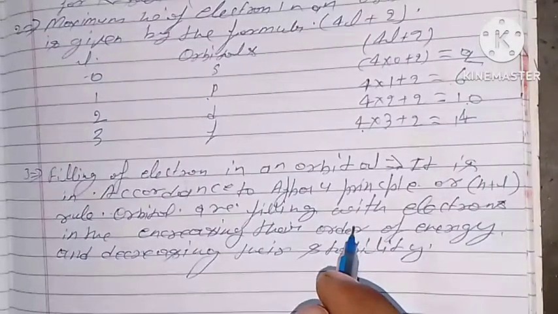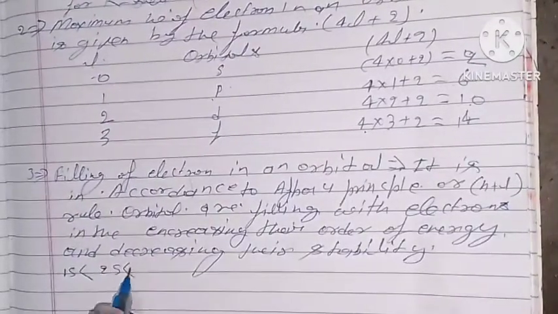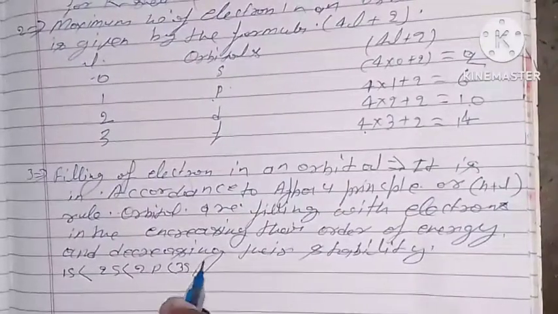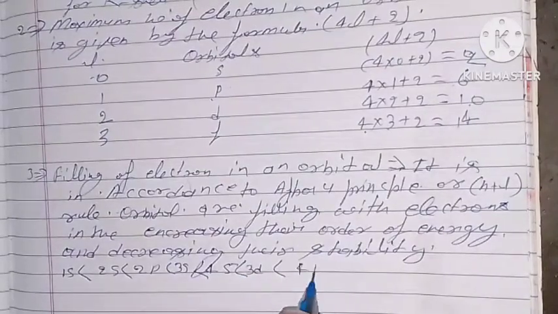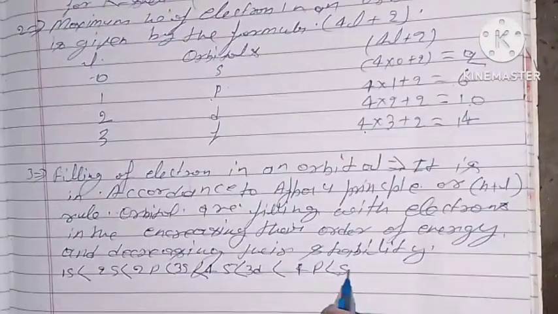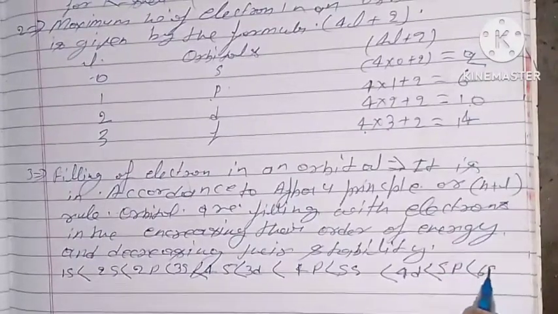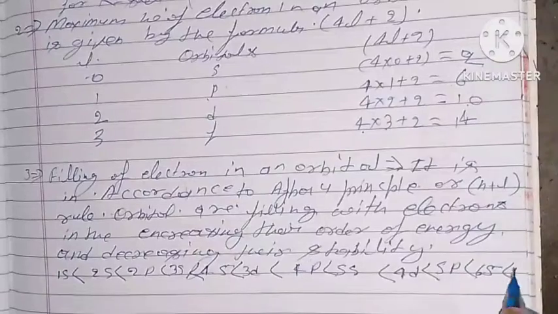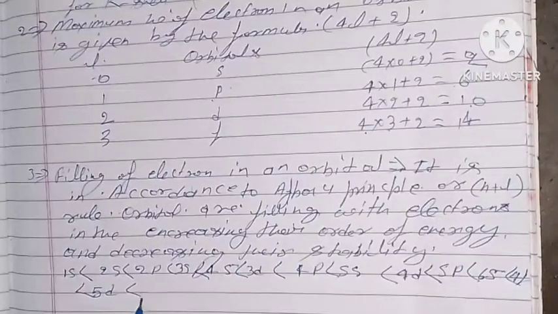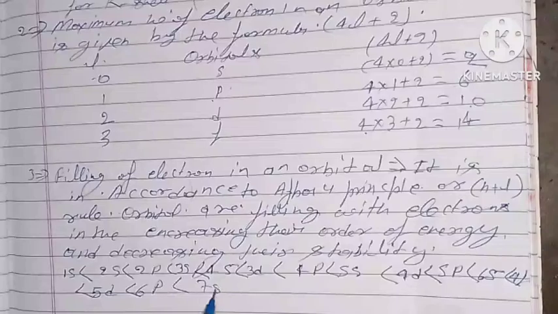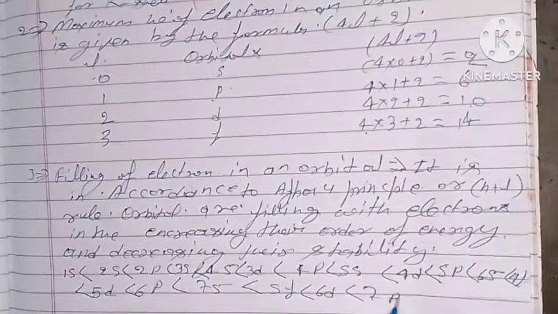The relative order of energy of various orbitals is: 1s is less than 2s is less than 2p is less than 3s is less than 3p is less than 4s is less than 3d is less than 4p is less than 5s is less than 4d is less than 5p is less than 6s is less than 4f is less than 5d is less than 6p is less than 7s is less than 5f is less than 6d is less than 7p.